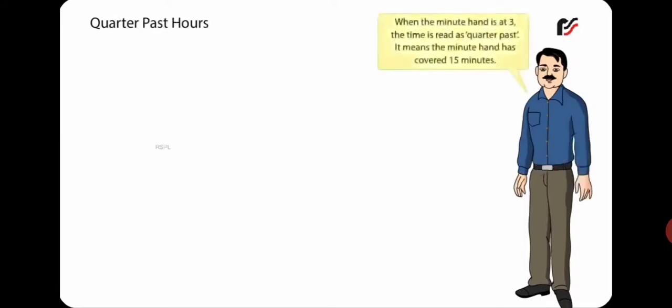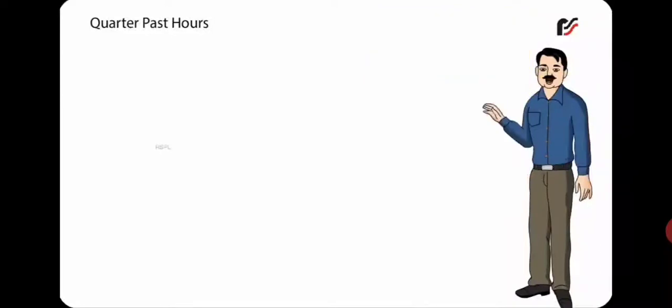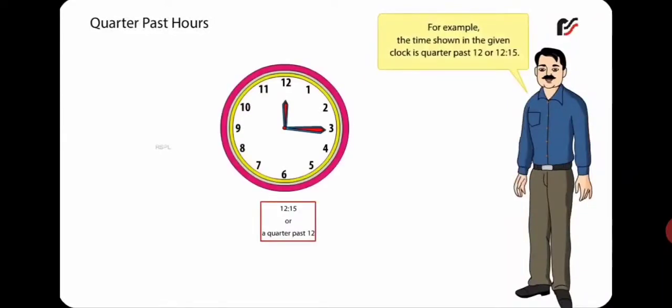Quarter past hours. When the minute hand is at 3, the time is read as quarter past. It means the minute hand has covered 15 minutes. For example, the time shown in the given clock is quarter past 12 or 12:15.